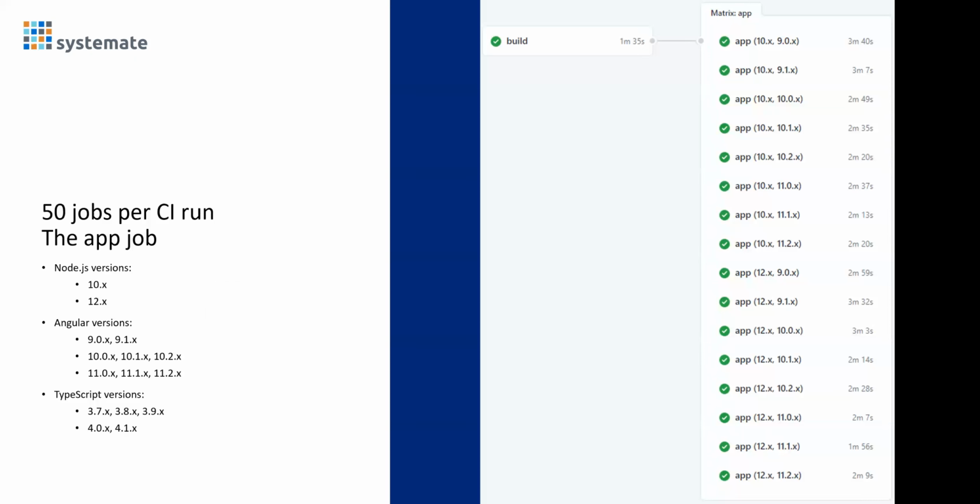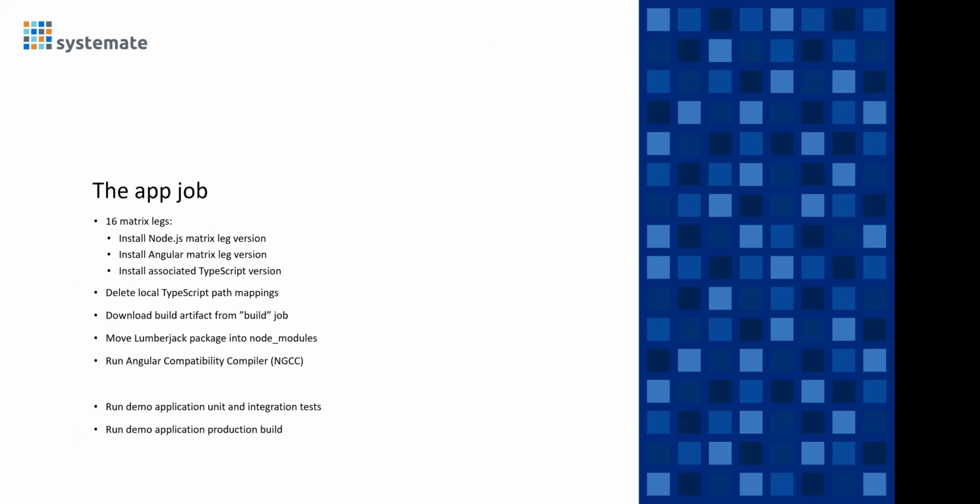We also have our app job. That's the demo application project we saw earlier. So that also has some unit tests that are run with 2 different versions of Node.js, 8 versions of Angular, and 5 versions of TypeScript. That gives us 16 matrix legs. So it'll install either Node.js 10 or 12, and then all the different versions of Angular and TypeScript again.